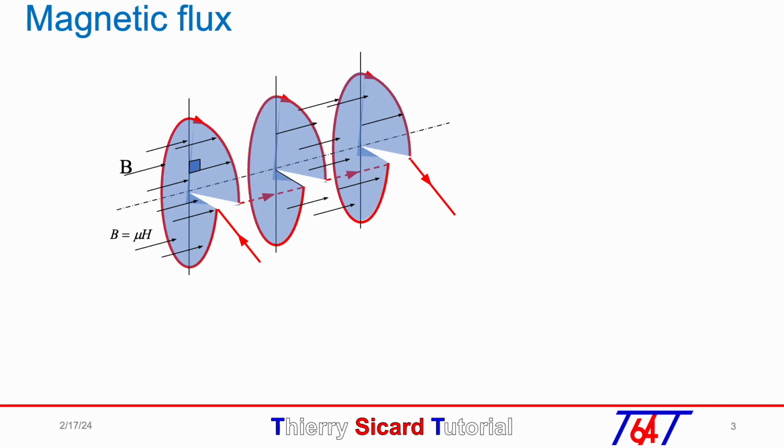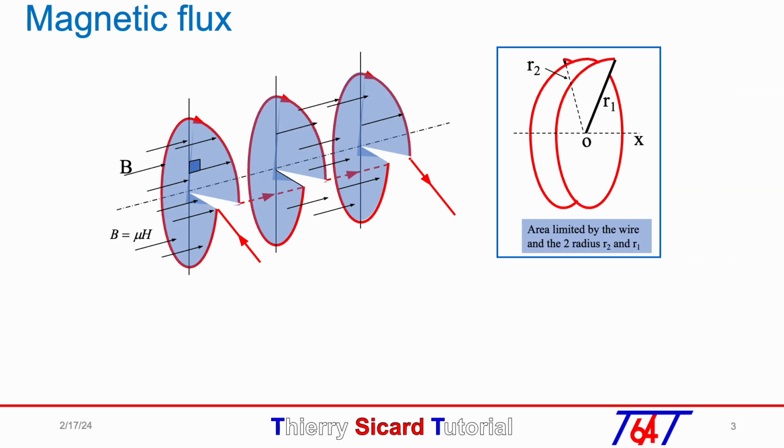But if we connect the 3 centers of the 3 turns in a single point O, we can create an area delimited by the red wire of the 3 turns coil and both radius R1 and R2. This area value is NS and the magnetic flux goes through this NS area.